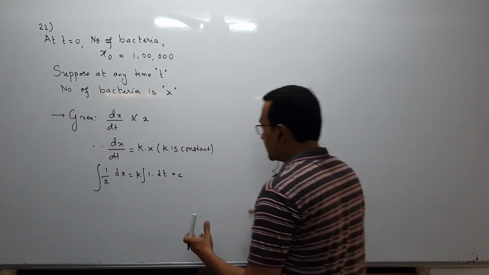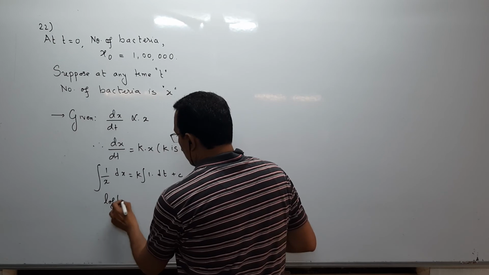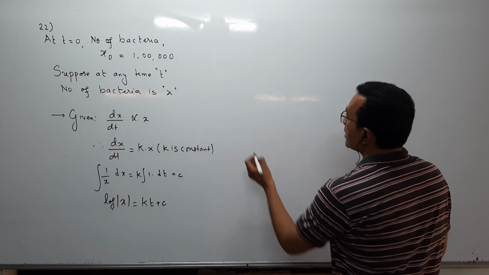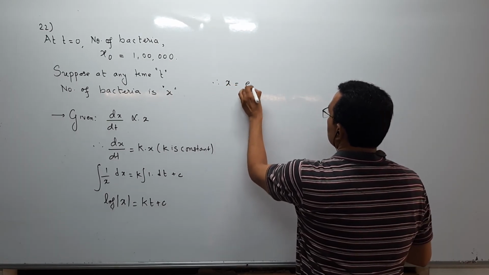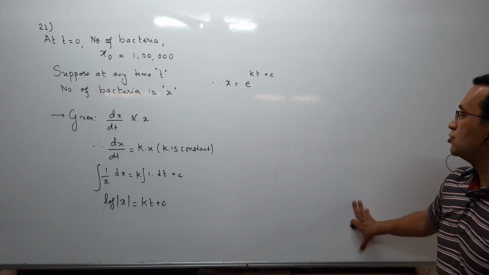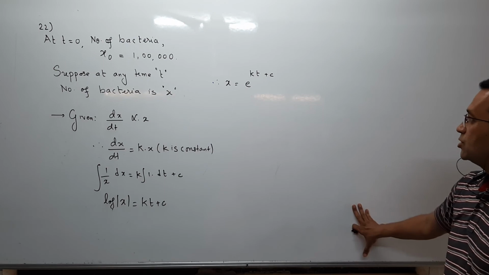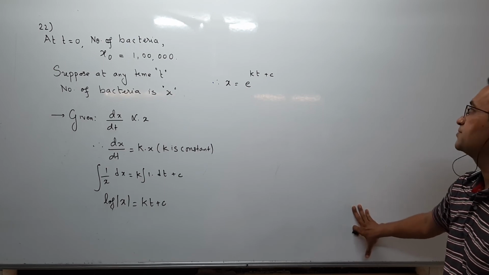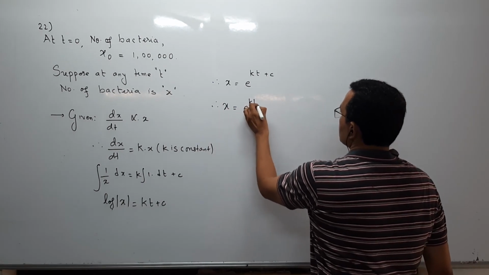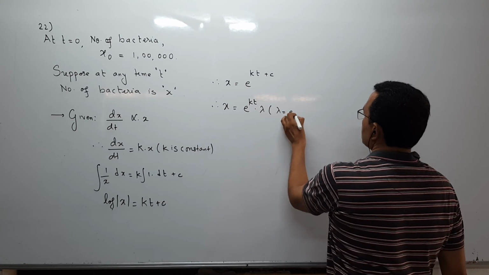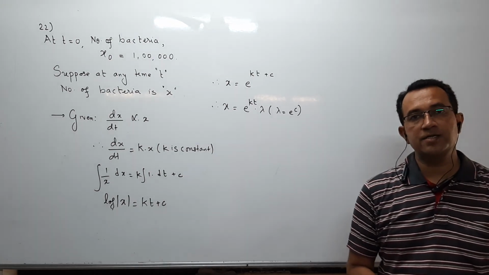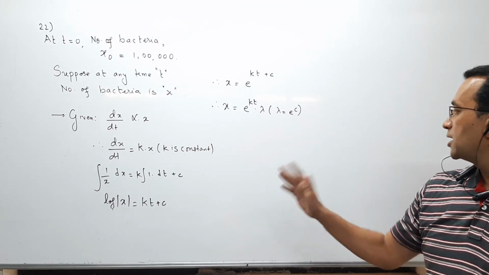So if I integrate this, then log mod x is equal to kt plus c, or I can write x is equal to e raised to kt plus c. Both the ways, students, I can write x is equal to e raised to kt plus c, or even I can change and write x is equal to e raised to kt into lambda, where lambda is equal to e raised to c. Many ways we can write the solution.